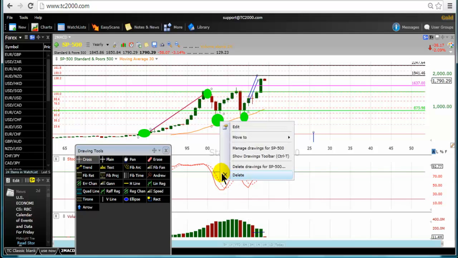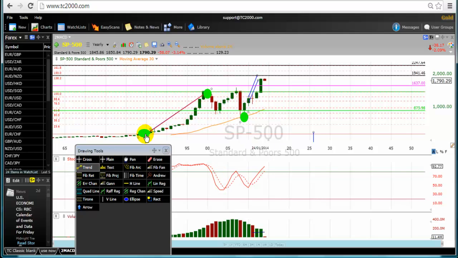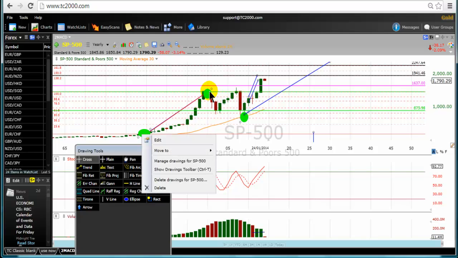All right? So what we will do is that as we see this projection pull back like this, we will project it to the upside, the same distance from here to here. We will project it to the upside, bringing us to the zone of 2726. That's the long-term target for the S&P 500.